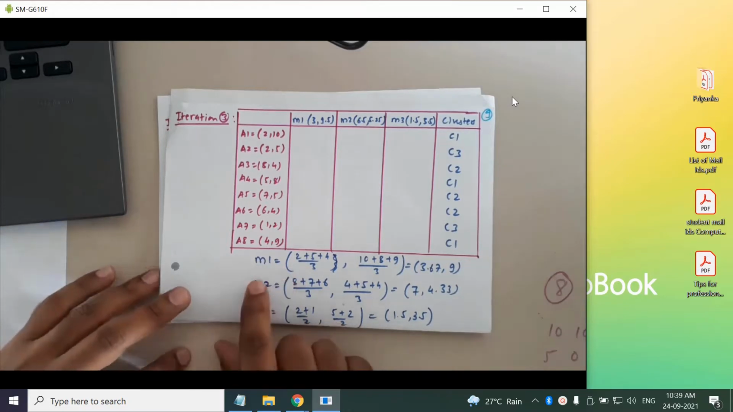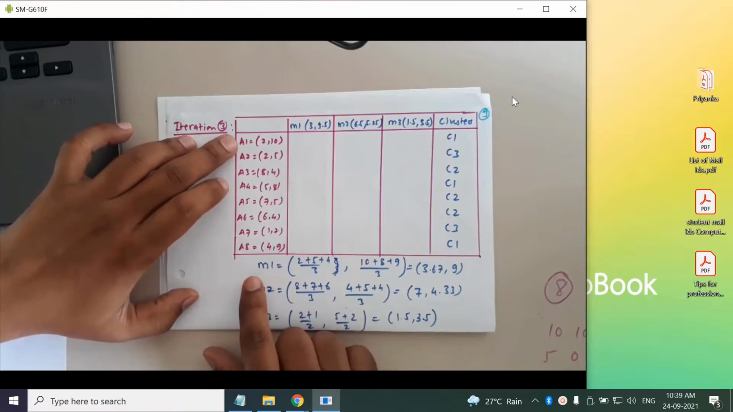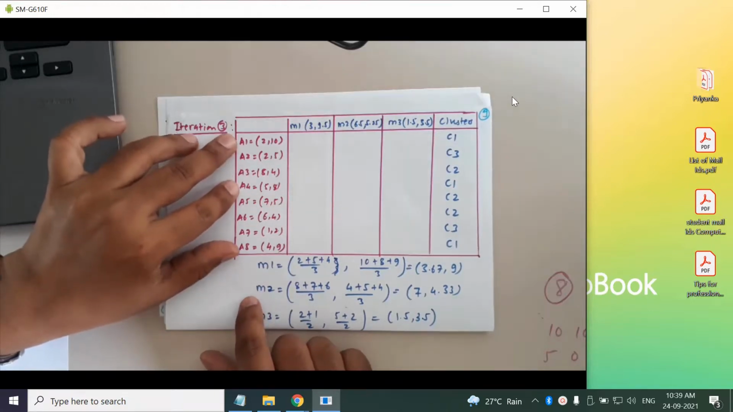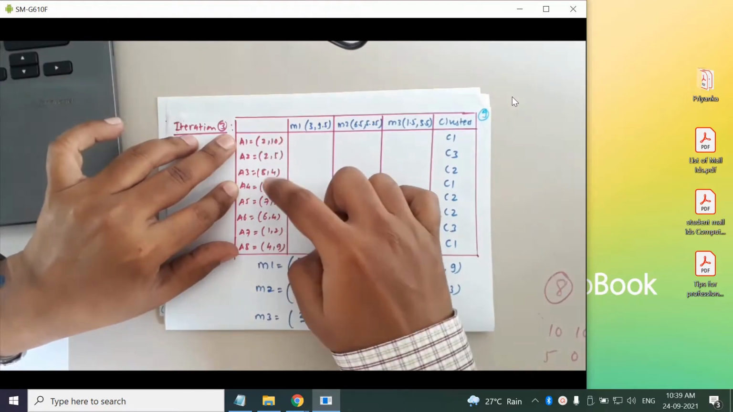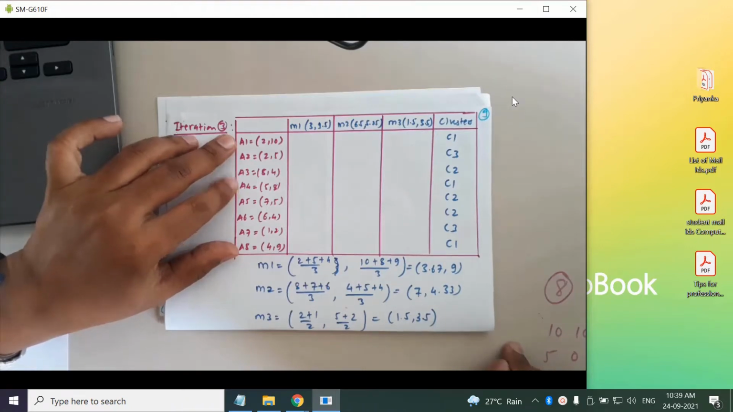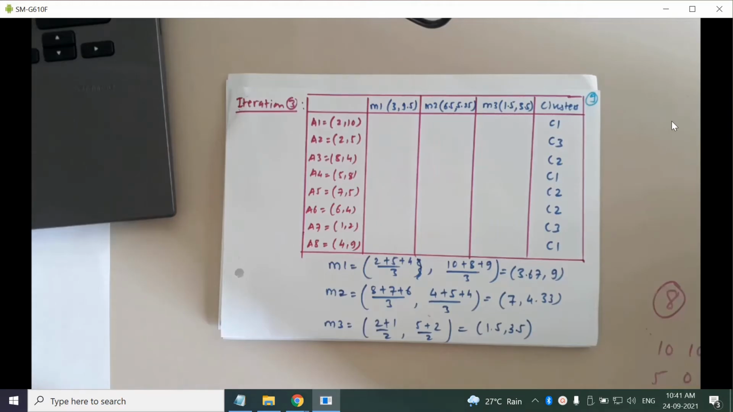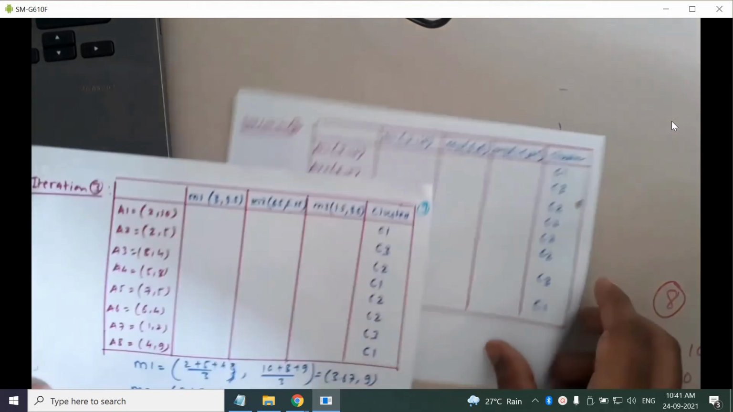So how am I calculating M1? I will be finding the points which are there in C1: A1, A4 and A8. So the average of their x coordinates 2, 5 and 4 divided by 3, and so on. So M1, M2, M3 are recalculated. Go for iteration number 4. Okay, I will stop here now. You message me the answers, take a screenshot of this discussion.